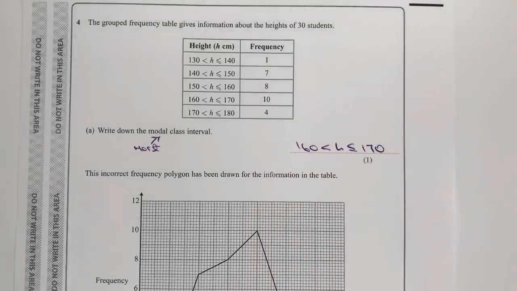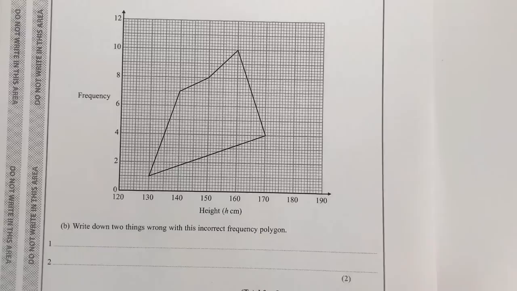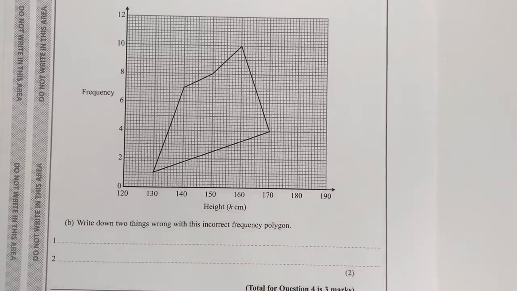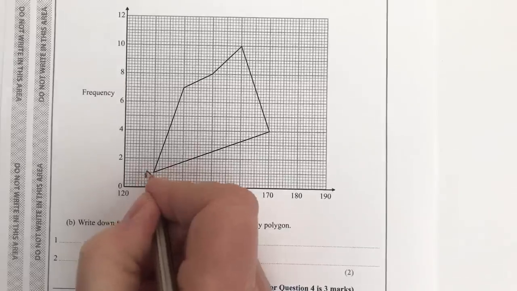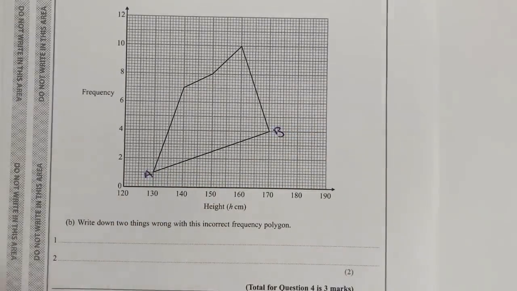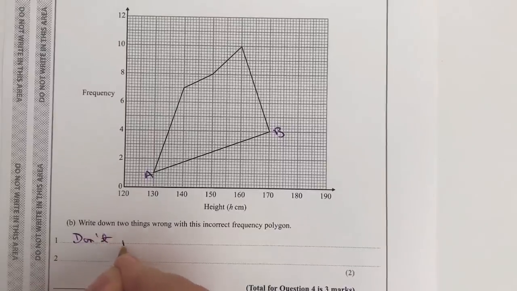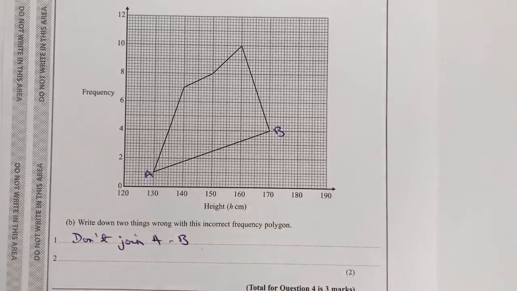Okay, and then we're actually given a frequency polygon, and we're asked to write out 2 things which are wrong with this frequency polygon. Okay, well, there's an obvious one really, which is this bit here. So it's A to B. It's not an enclosed diagram, so you don't join A to B. Okay, and that's absolutely fine if you write something like that.